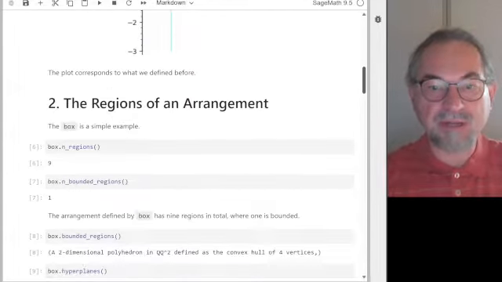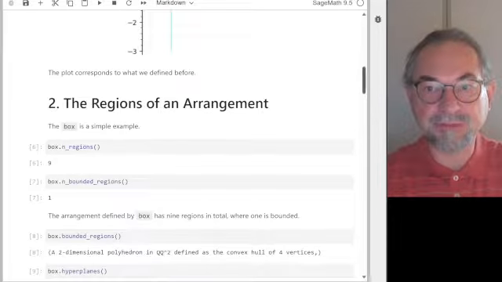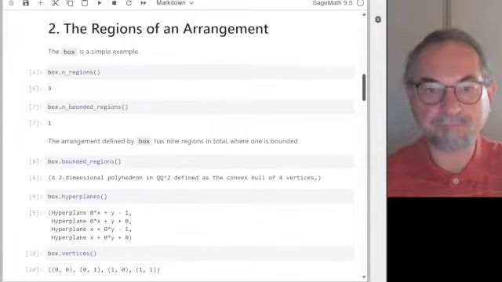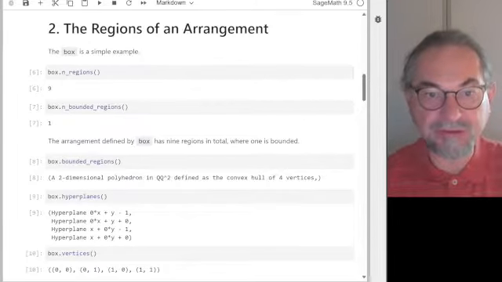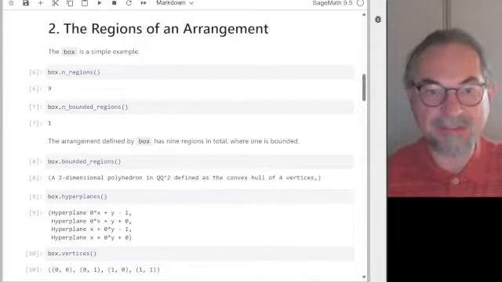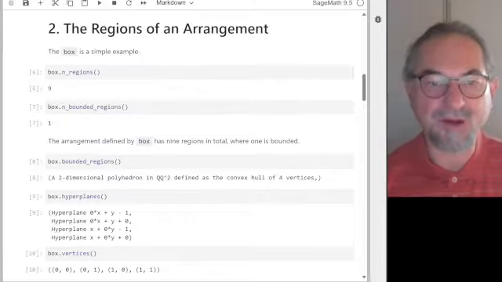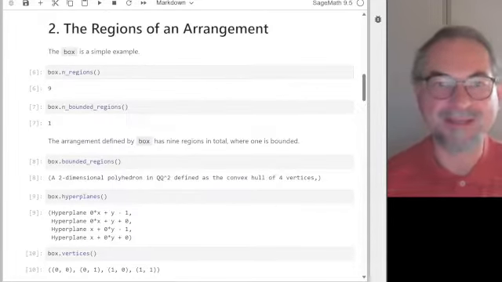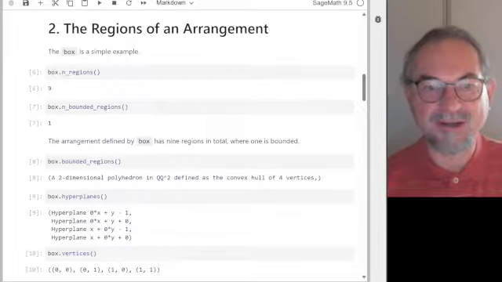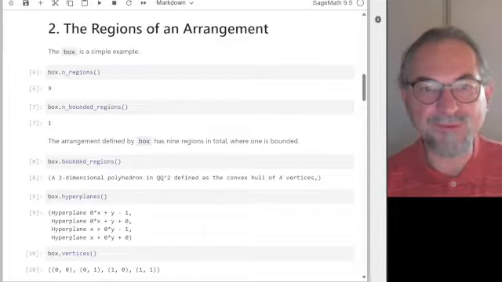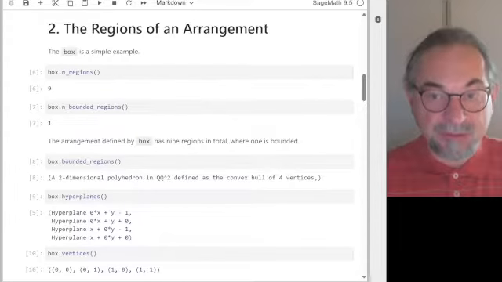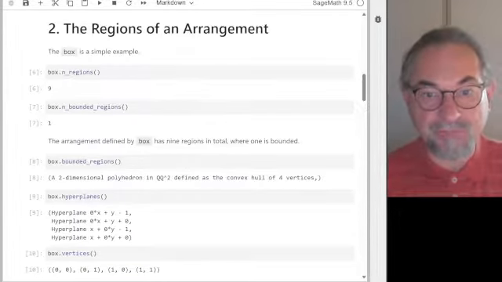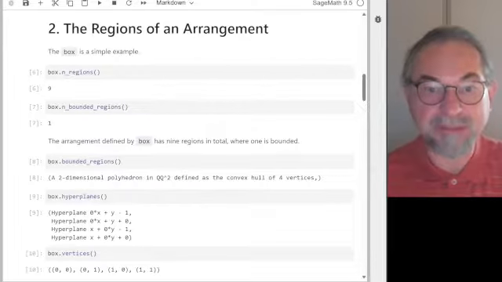What else can we ask? We can ask for the bounded region. So here you see there's only one. So we get a tuple with one argument. We can ask for the defining equations. Again, these are hyperplanes. So hyperplanes is a method of our box, which is an instance of the hyperplane arrangement class, if you remember your object-oriented stuff. We can ask to compute the vertices. So there are 4 vertices, no surprise here.